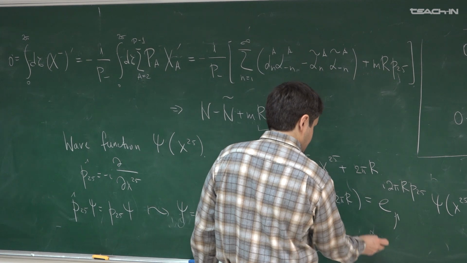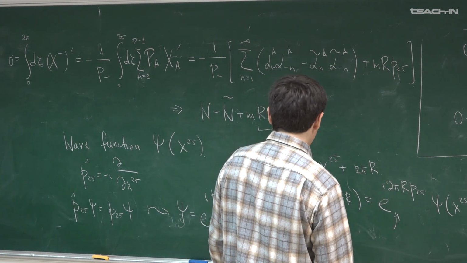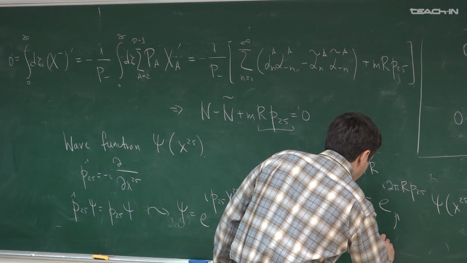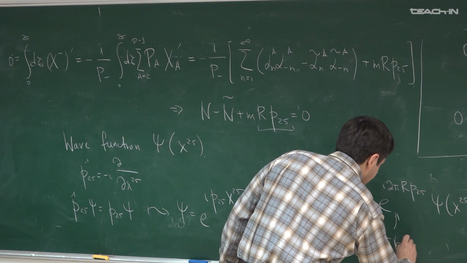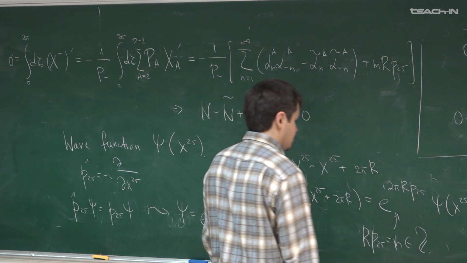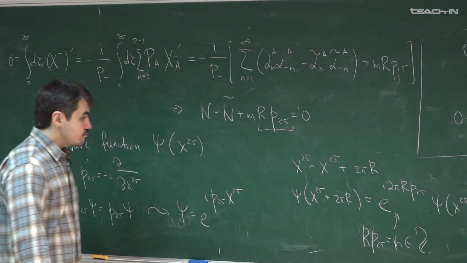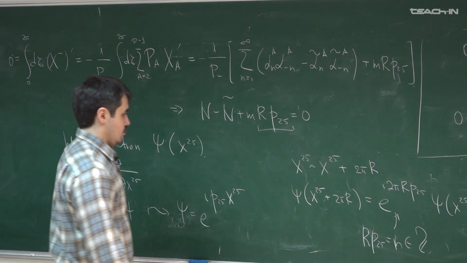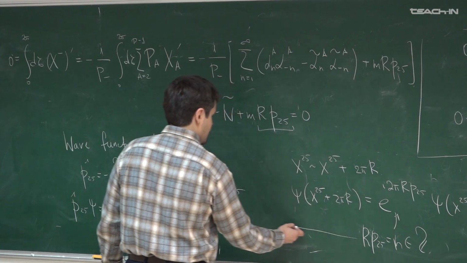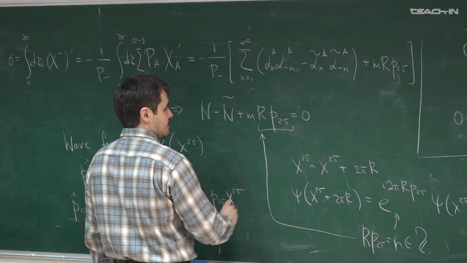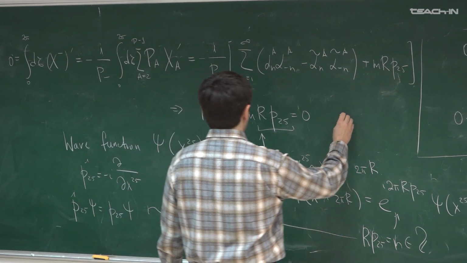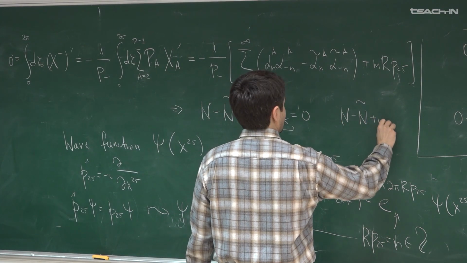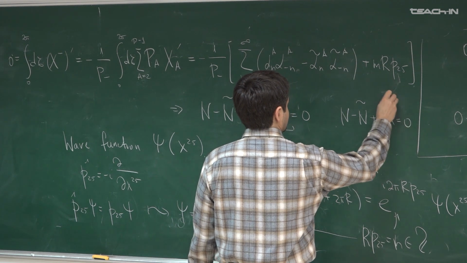Which gives you the desired quantization condition that R is an integer as well, R times P25. So substituting this here, we find that n minus n tilde plus mn equals 0.